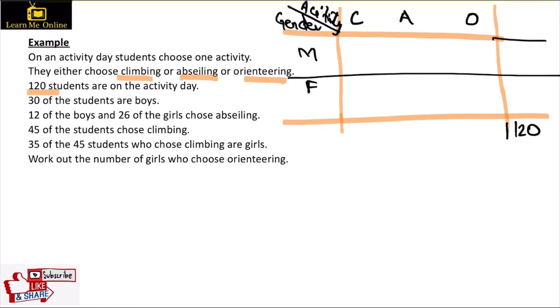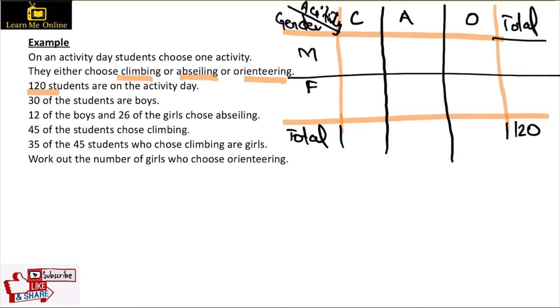Okay, we're going to see now what is going to be here. So that would be the column of the total and this last part would represent the total as well. Now I'm going to draw my table fully, which is going to be all this. I'll try to fill in the numbers now with the given information. So the first part says that 120 are the students on the activity day. We have written 120 here.